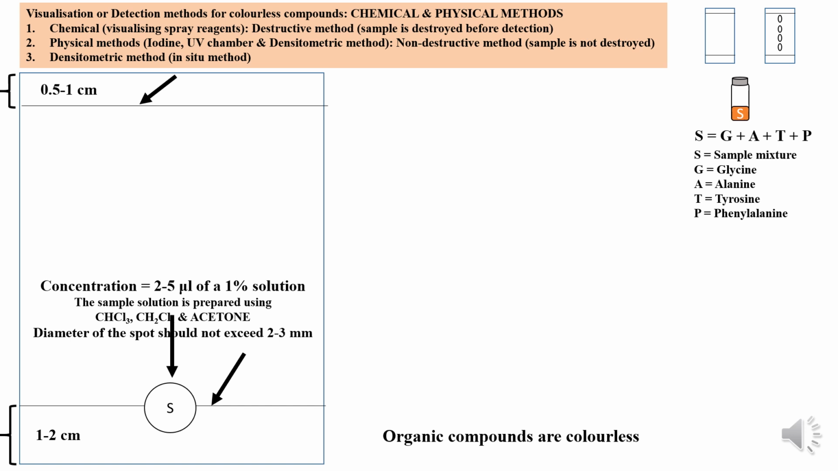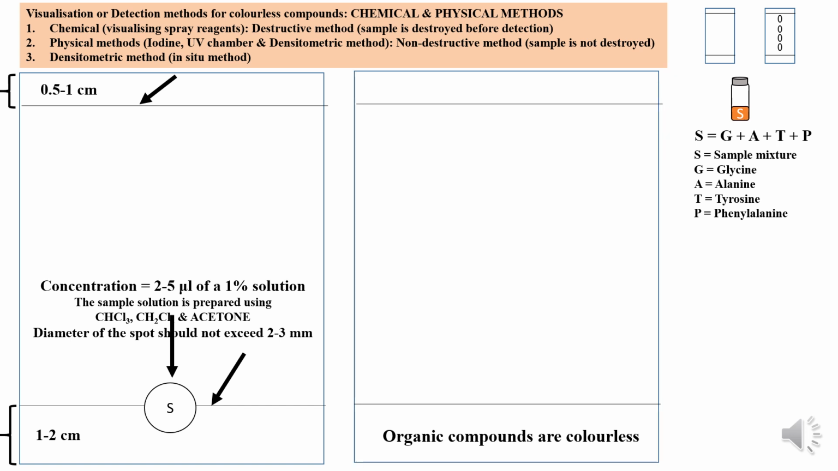So apply the given sample mixture on the baseline and place the TLC plate in the chromatographic chamber and remove the plate after the solvent front has reached the reference line. And later you can dry the plate.